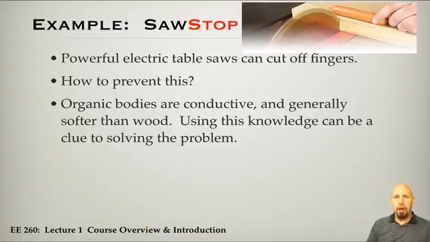They're powerful. There are plenty of electric saws. We don't need more electric saws. We need safer saws. So the question is, how do we prevent saws from cutting off fingers? Well, it turns out that organic bodies, like fingers, are conductive and generally softer than wood. So they have different properties than wood. How can we use that knowledge to solve this problem?